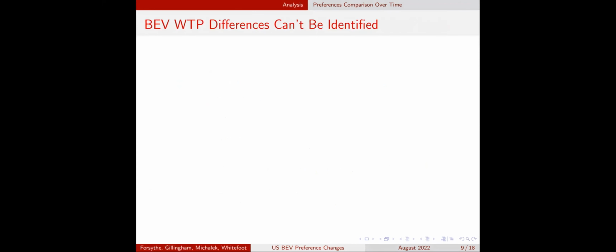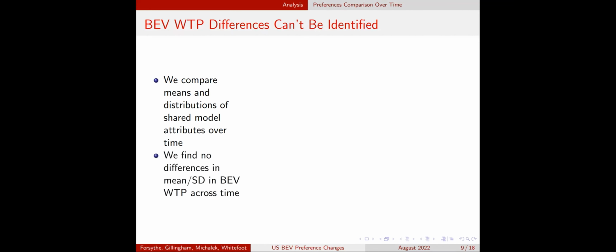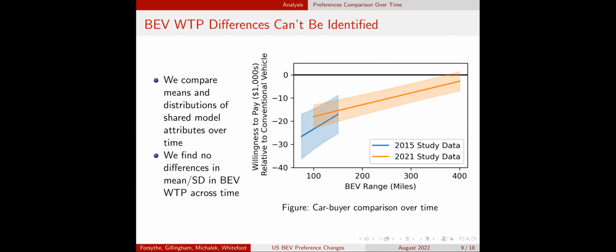So the big takeaway is that we weren't able to identify any differences over time in terms of willingness to pay for BEVs. So we compare the means and the distributions of all shared model attributes, so BEV indicator and BEV range. We compare those over time and we find no statistically significant differences in mean or standard deviations for our parameter estimates.